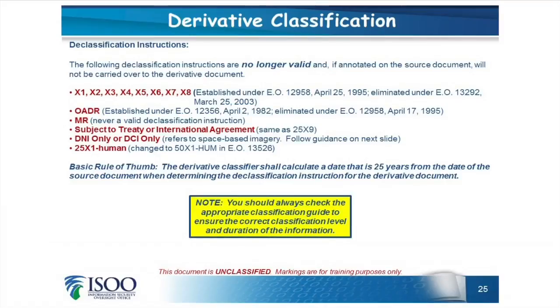Some of you may remember using X1 through X8. These were exemptions from automatic declassification, but were eliminated under EO 12958 as amended in 2003. We now use 25X categories that will be discussed later, which extends the duration of classification another 25 years beyond the original 25 years determined by the OCA.